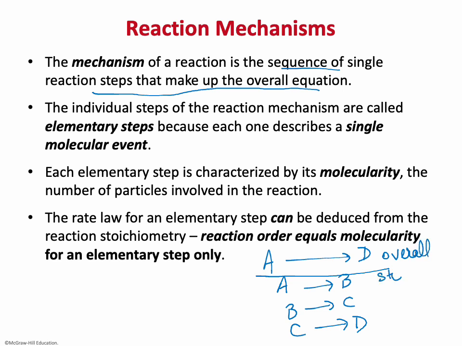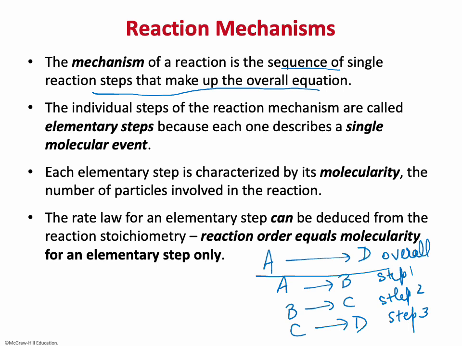It actually occurs in 3 steps. So this is step 1, step 2, and step 3. So it occurs in 3 different steps, and this is called the mechanism of the reaction, which explains every single step that occurs starting from reactant to product.